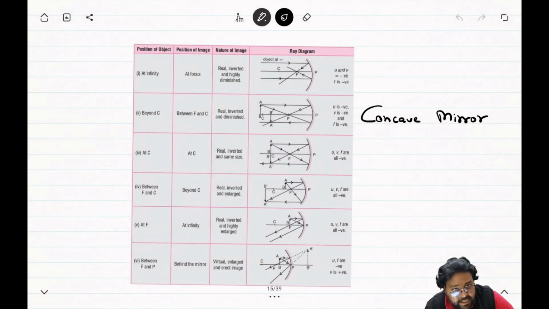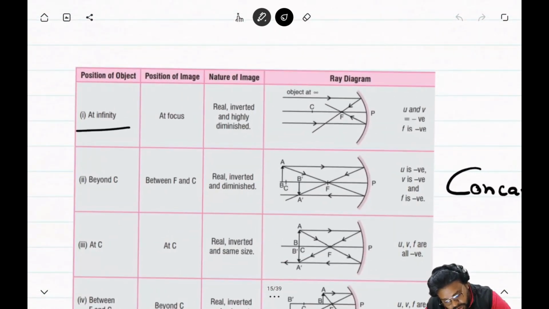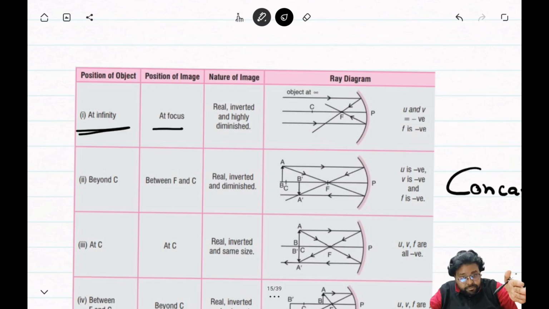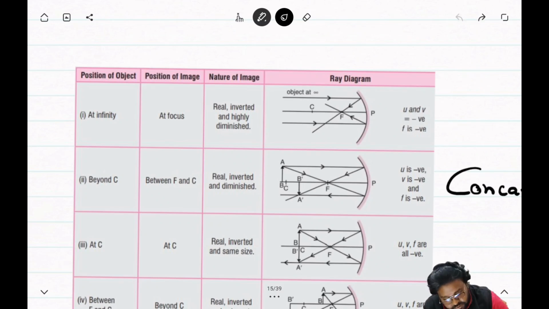Now see, these are the ray diagrams. This is a table and ray diagrams of concave mirror. When the object is at infinity, the image would be formed at focus. That means all the light rays will come parallel to the principal axis and after reflection will meet at a particular point. That point is principal focus. So see the diagram. The light rays are meeting at a particular point. This is principal focus.